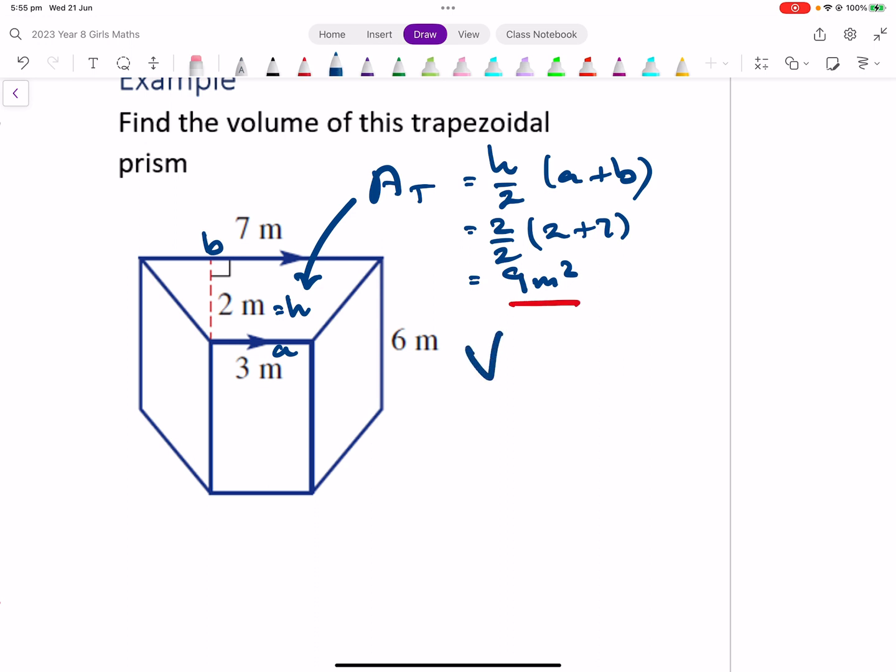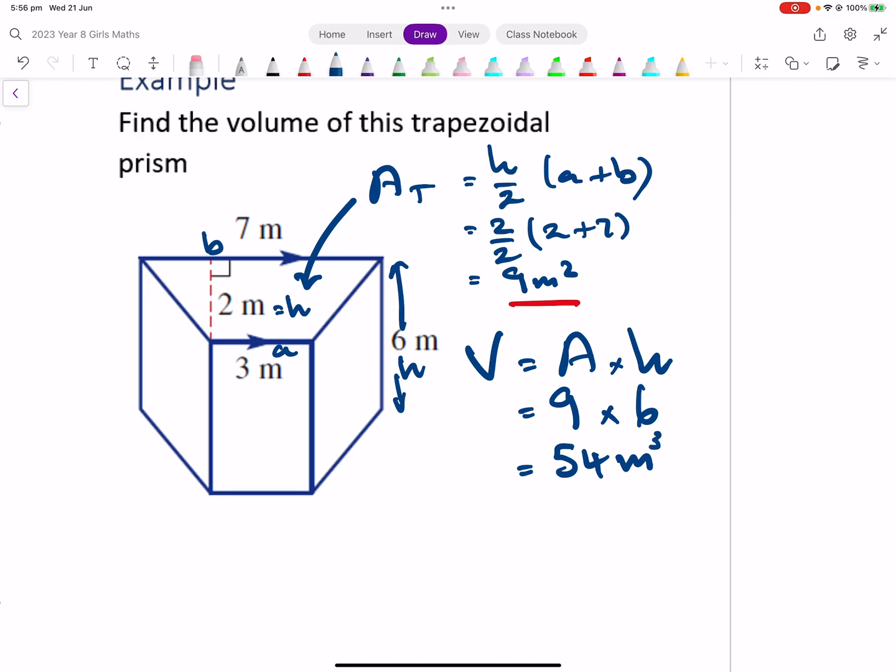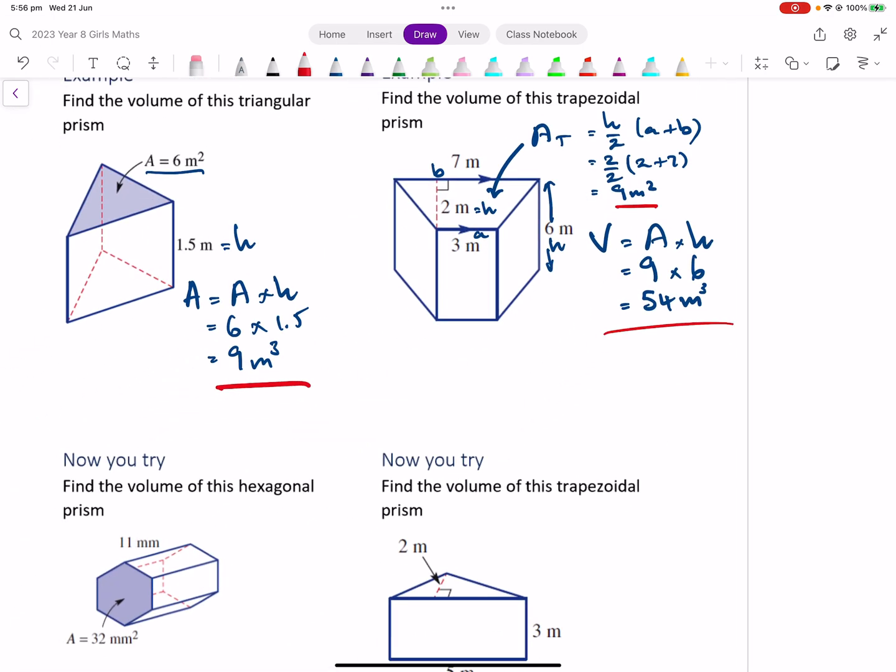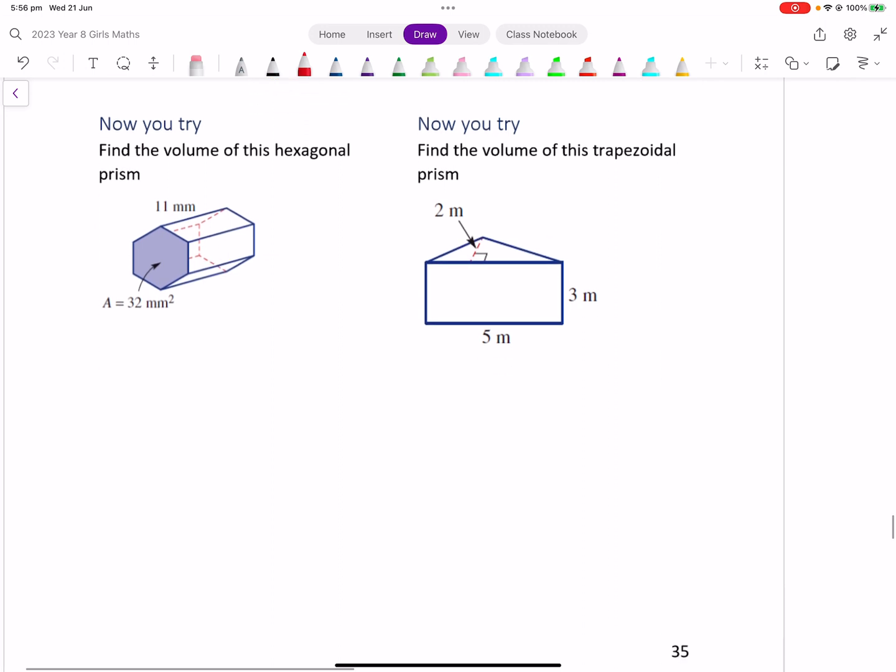The volume of a prism is A times H. A, we just calculated, is 9, times, and this one here is the height of the prism, which is 6. Answer, 54 meters cubed. Hopefully you finished my sentence there. All right, what I want you to do now is press pause, have a go at these next two by yourselves in your notebook, and then press play and see how you went.